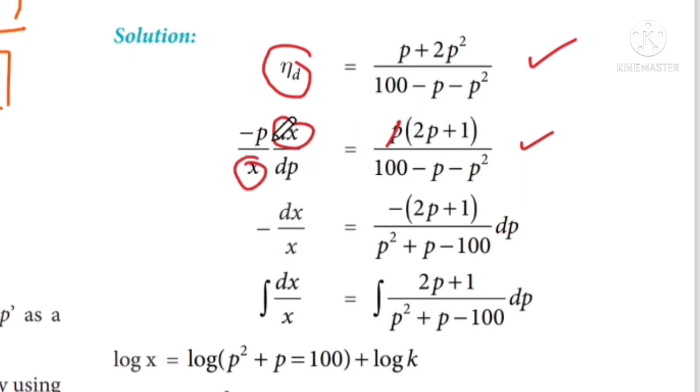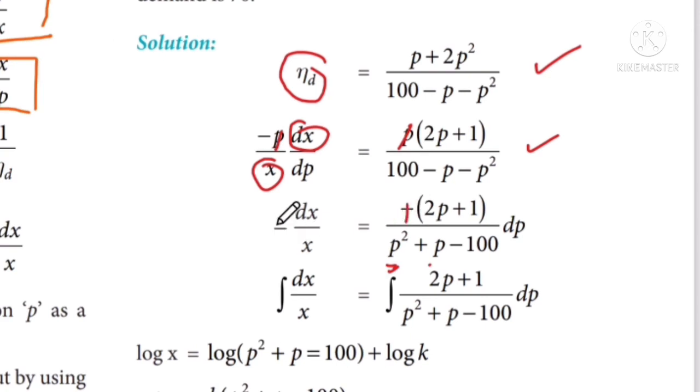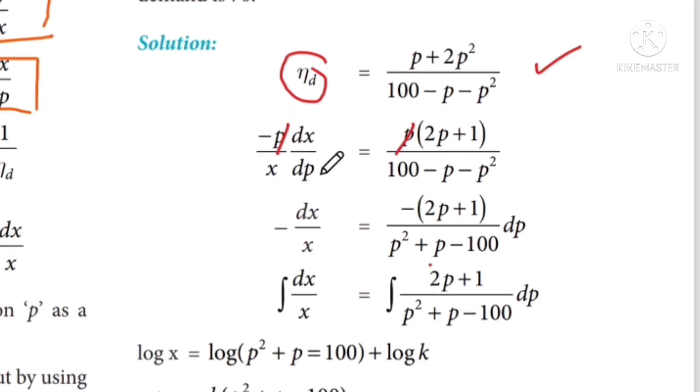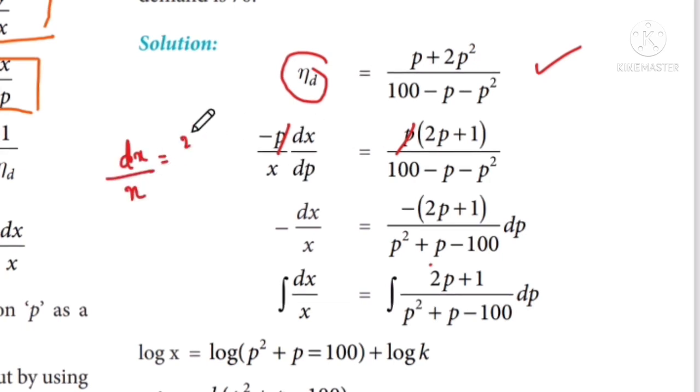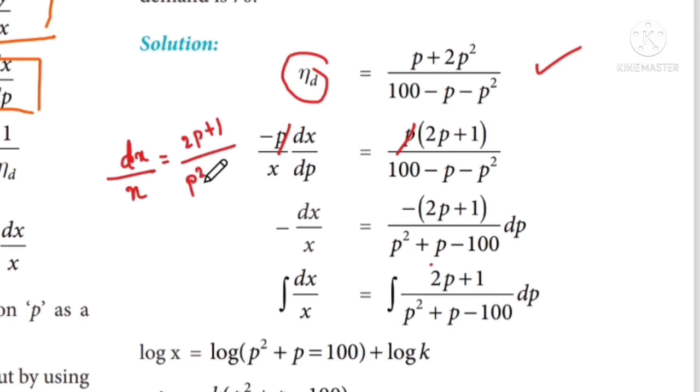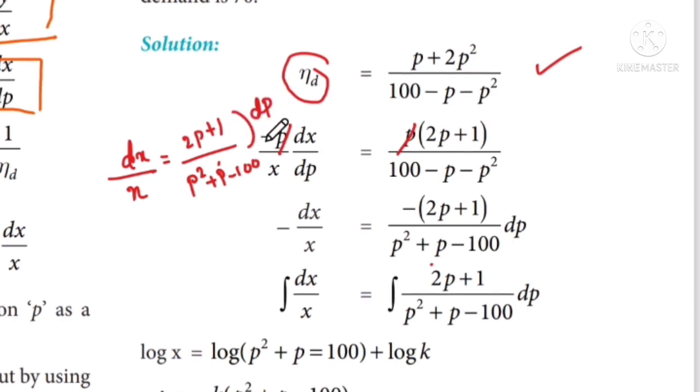You can cancel this p. See, this p and this p you can cancel. And this minus you bring it down. So this is dx by x and this dp goes up. So 2p plus 1 by p square plus p minus 100, since you bring this minus down, the sign will change. And the dp also keep it here. This minus is changing the sign here.